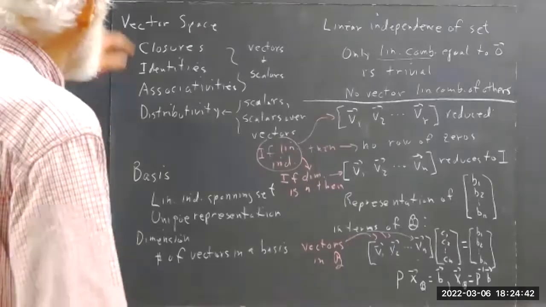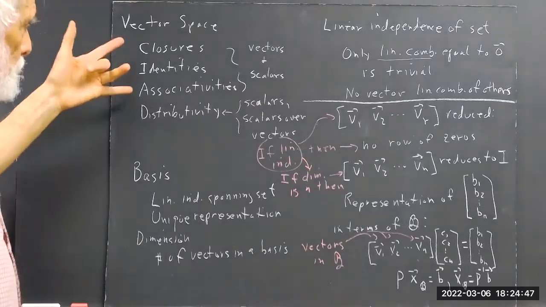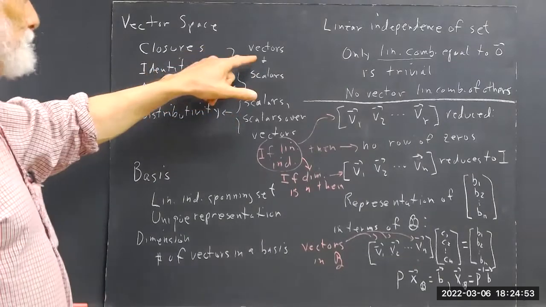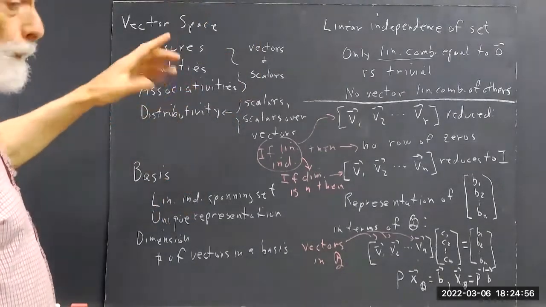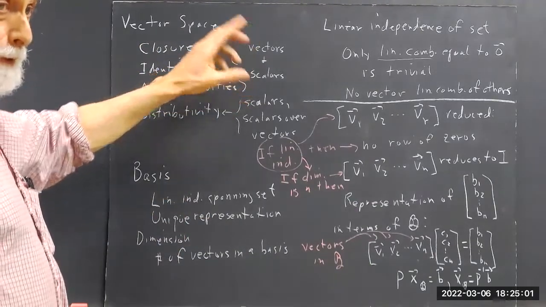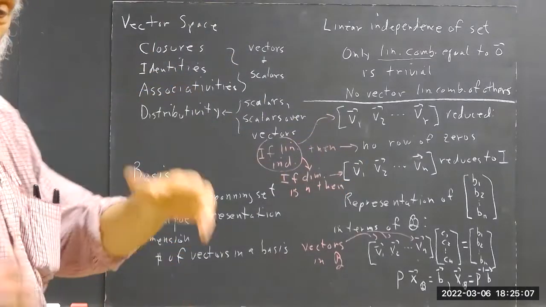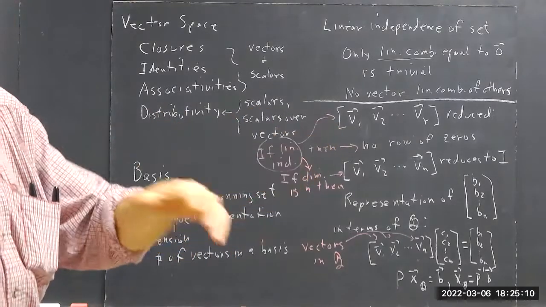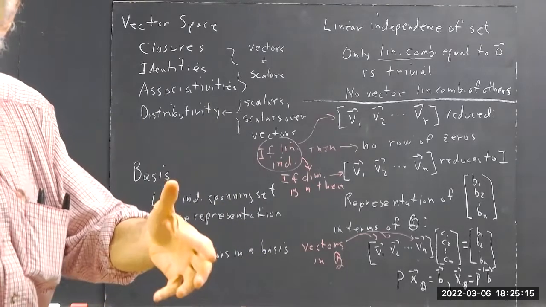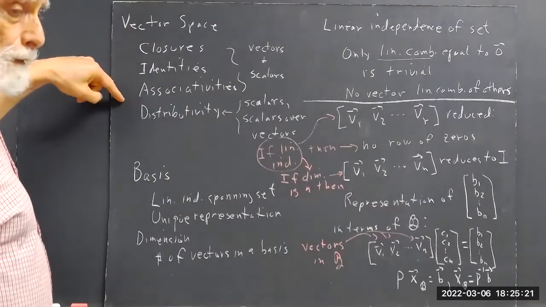Okay. A vector space is a set of vectors and scalars with properties of closure, identity, and associativities, meaning that the vectors form a closed set under vector addition. Identities: there's an identity for your vectors. There's a vector which, when added to any other vector, doesn't change that vector. Associativities: if you have three vectors, it doesn't matter which two you add first. It doesn't matter if you add the first two first or the last two first. And the scalars also have these properties.